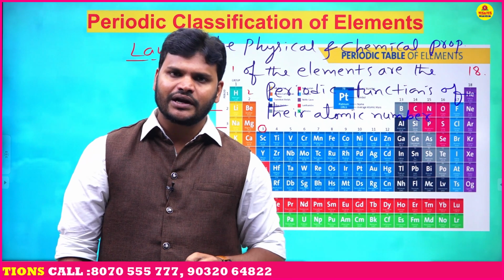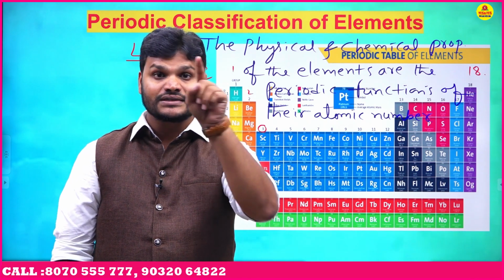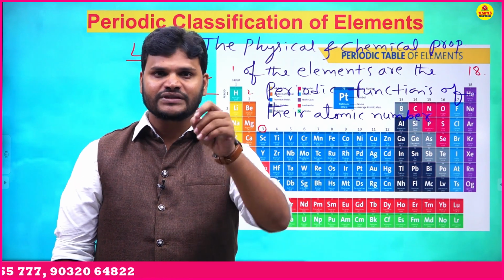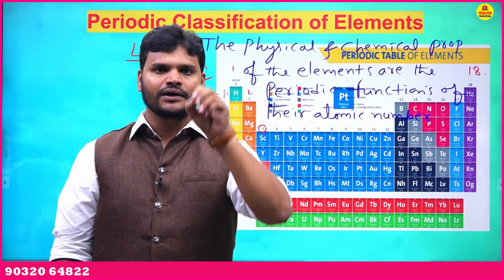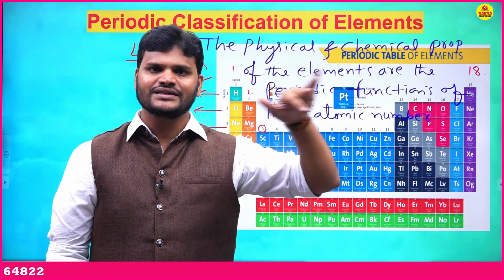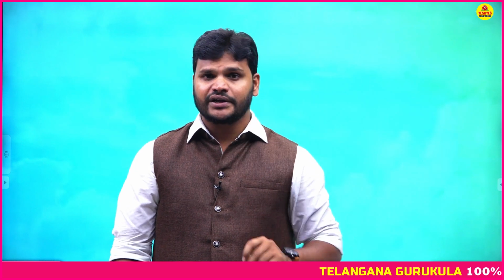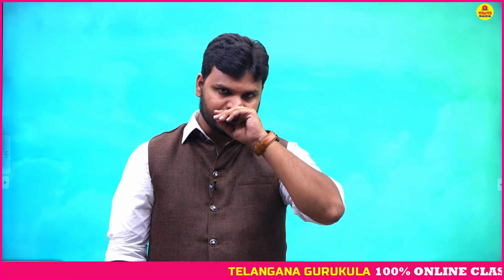So how many periods does the periodic table contain? Total 7 periods. And how many groups? 18 groups. A group is nothing but a vertical column, and a period is nothing but a horizontal row. Is it clear? Okay. Next, what do we have to discuss? We need to discuss the first period, second period, third period, fourth period, sixth period, seventh period.